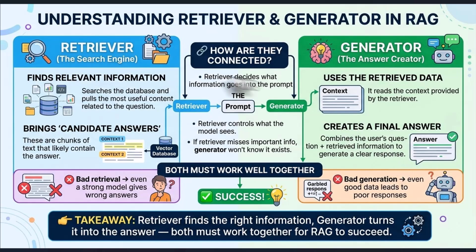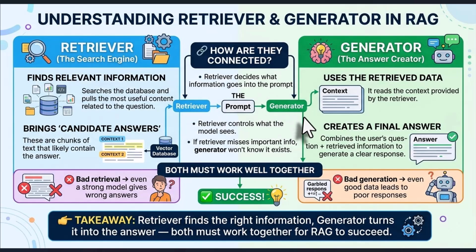Okay, now let's understand how they are connected. So they are linked through the prompt. That is, the retriever decides what information goes into the prompt, and also the retriever controls what the model sees. If the retriever misses any important information, then the generator won't know it exists, right? So both must work well together, okay? And if the retrieval is bad, then even a strong model gives wrong answers. If the generation is bad, then even good data leads to poor responses, right?